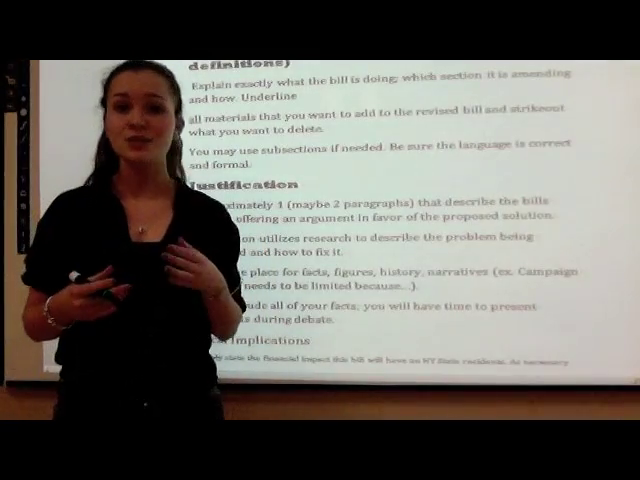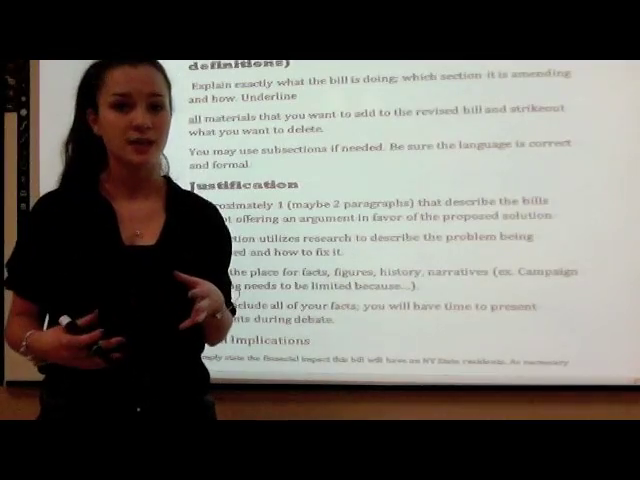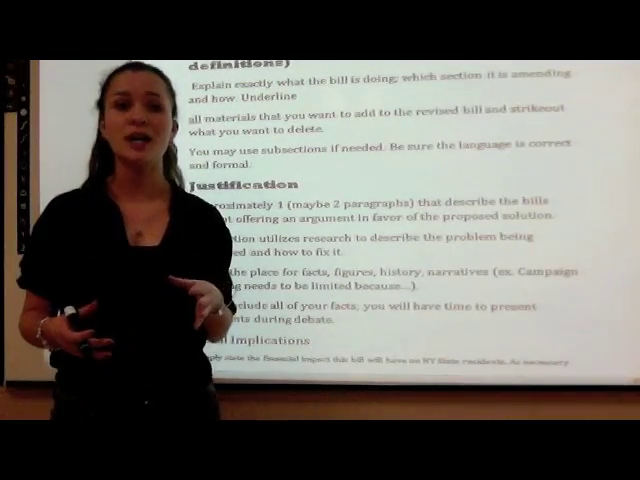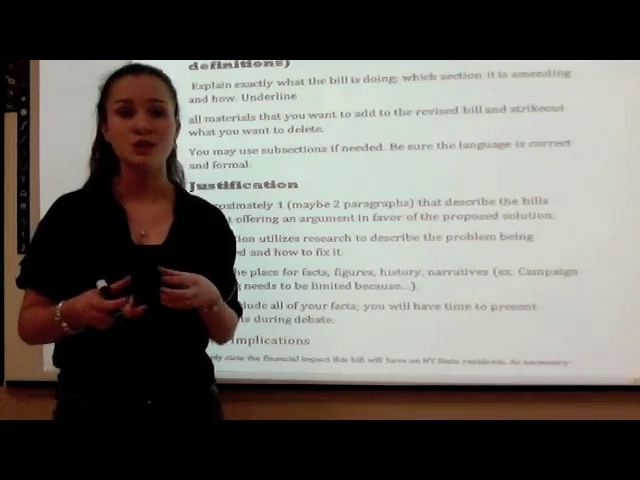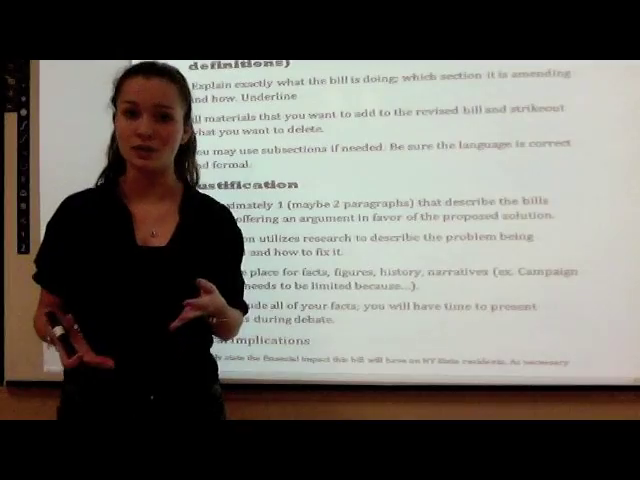Remember that in section 2, you are allowed to have subsections. This is where you can go into a little more detail about what you're going to do with the bill and how it pertains to the original law. But make sure that you keep section 2 completely pertained to your original law.